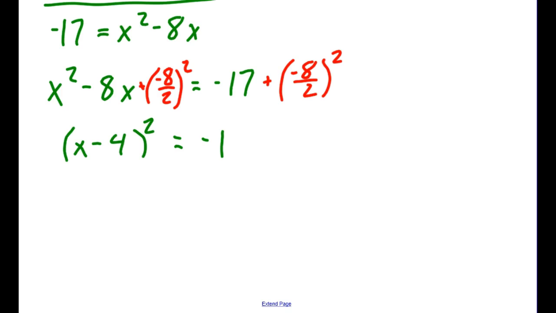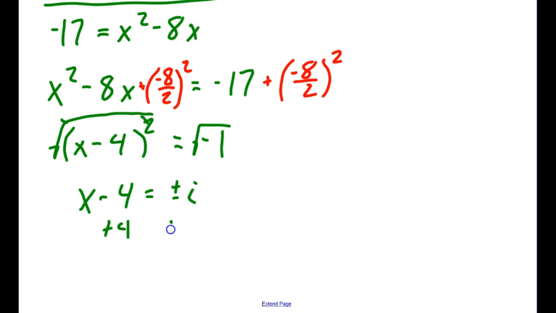Now we can go through and solve for x. We take the square root of both sides of the equation. On the left side, it's going to cancel out, leave us with x minus 4 equal to plus or minus the square root of -1, which is i. Last step, add 4 to both sides of the equation. We get x equals 4 plus or minus i. So one solution is 4 plus i, the other is 4 minus i.